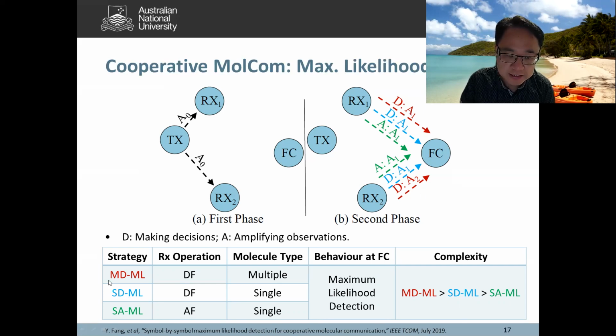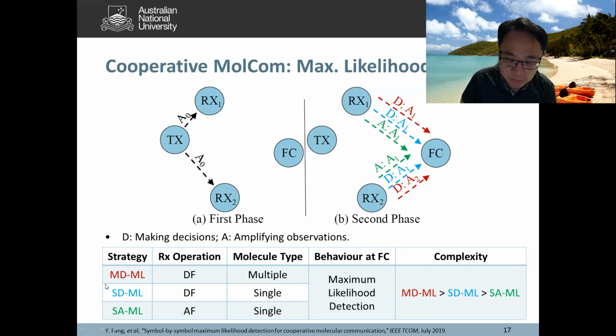So the first one is MDML. For MDML, the receiver will adopt the decode and forward protocol, which means the receiver makes a decision about the transmitter's signal. That means in this case, the receiver will make a decision of 1 or 0 and then transmit this 1 or 0 using multiple types of molecules. So MDML means multiple types of molecules, and then the fusion center will use maximum likelihood decision to detect the signal. So this is the first strategy, MDML.